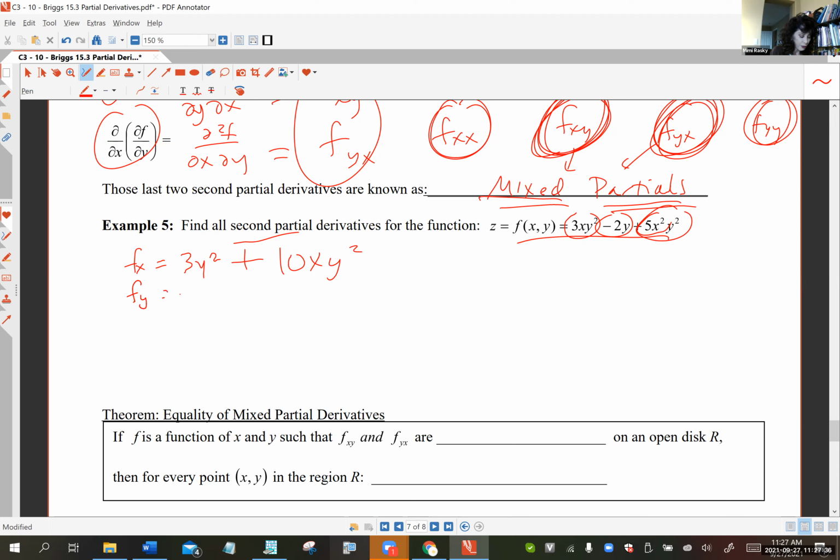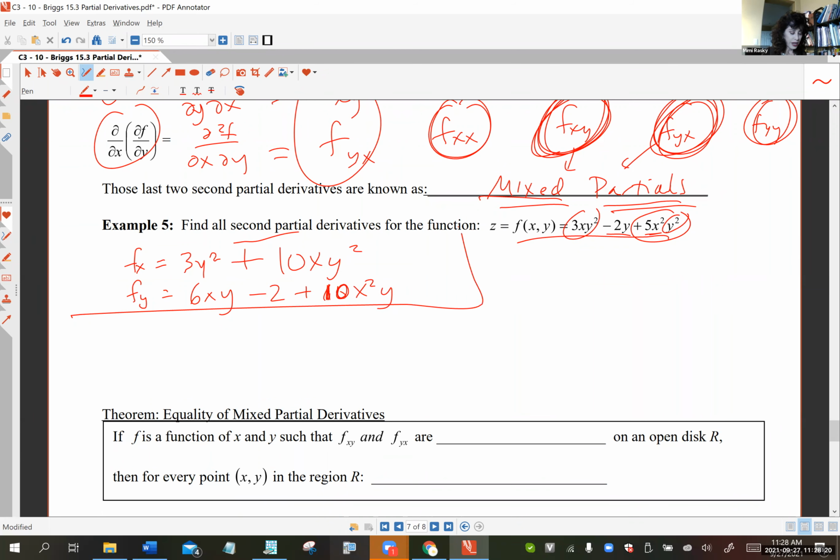Let's go get the other first partial. Now we're going to take a derivative with respect to y. Don't forget to hold x constant. So the first term, the derivative of 3xy squared with respect to y, you're going to have the 2y in there, and I'm going to multiply the 2 and the 3, so I'll have 6xy. The derivative of minus 2y with respect to y is minus 2, plus, and then when you differentiate 5x squared y squared with respect to y, the 5x squared goes along for the ride. Multiply that by y squared's derivative, which is 2y, and you'll ultimately get 10x squared y. So there's the other first partial.